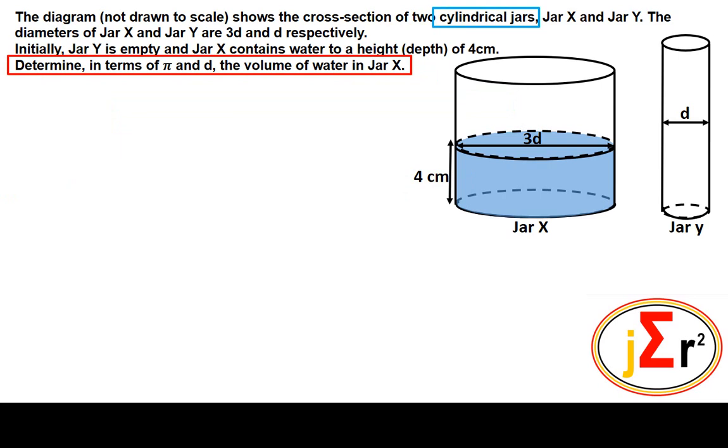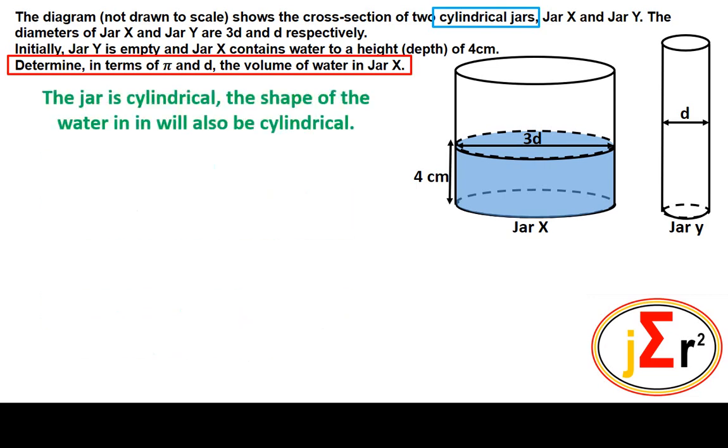Cylindrical jars. We are just highlighting that the jars are cylindrical because the shape of the volume that we have will determine the way that we find the volume. The jar is cylindrical. The shape of water in the jar will also be cylindrical. We have a cylindrical jar here and water is poured into it up to a certain height or depth.